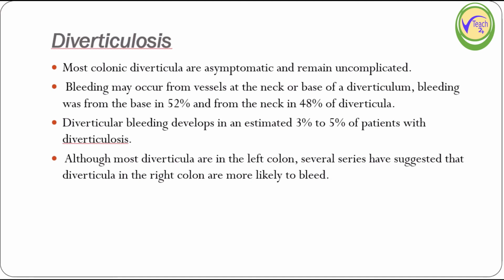Diverticulosis is the most common cause of lower GI bleed. Most colonic diverticula are asymptomatic and remain uncomplicated. Bleeding may occur from a vessel at the neck or the base of the diverticulum. Diverticular bleeding develops in an estimated 3 to 5% of patients with diverticulosis. Most of the diverticula are in the left colon. Several series suggest that diverticula in the right colon are more likely to bleed.